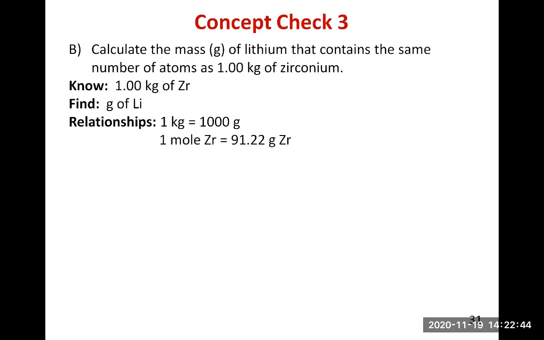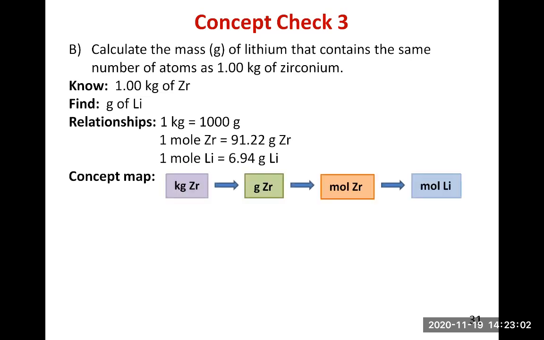1 mole of zirconium, if you look at your periodic table, is equal to 91.22 grams of zirconium, and 1 mole of lithium is 6.94 grams of lithium. So the roadmap or concept map will look like this. Oh, it's missing a piece actually. So from kilograms of zirconium, we will change that to grams of zirconium. And from grams of zirconium to moles of zirconium. And then we'll have our moles of lithium. And then from there, we can have the grams of lithium.